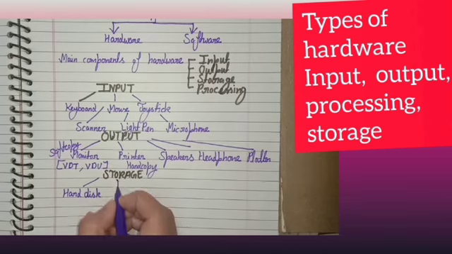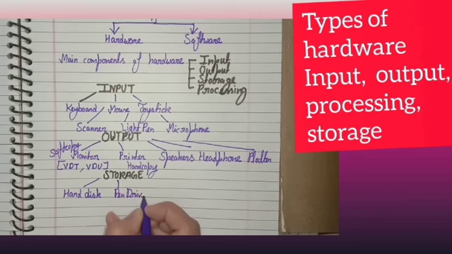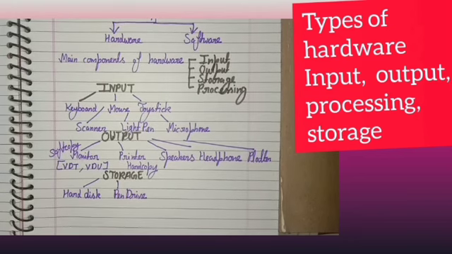Then second is pen drive. Pen drive is a small portable device used to store data. It is also known as flash drive or thumb drive. Nowadays it is the most safe and widely used device.